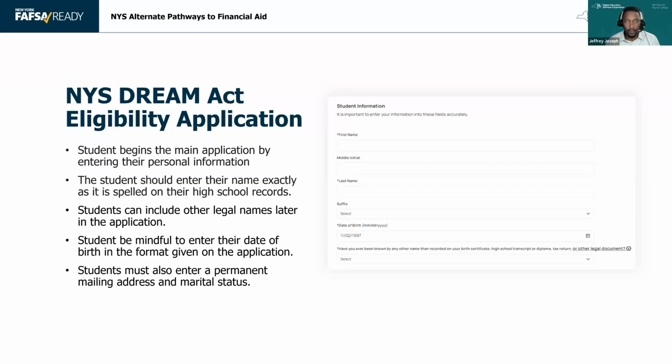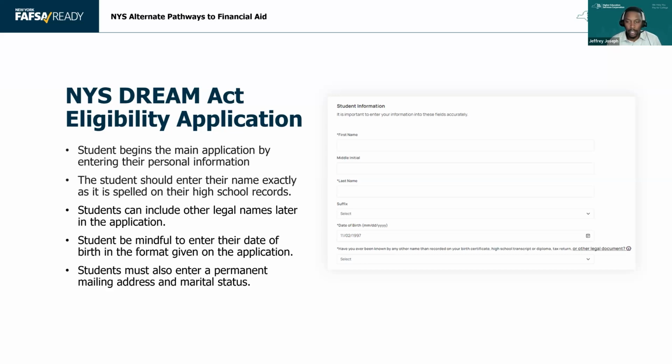Now, we realize this may be confusing for some students. The same thing happens with TAP when we ask for a name from the tax return, not what it currently is. We need their name on their high school records. If they go by Gus, but on the high school records it is something different, we need the name on the high school records to make sure that it matches up with the state education department.